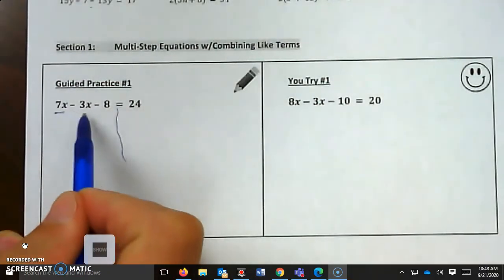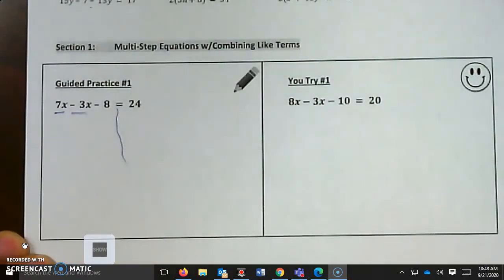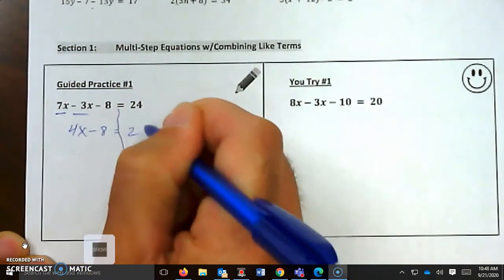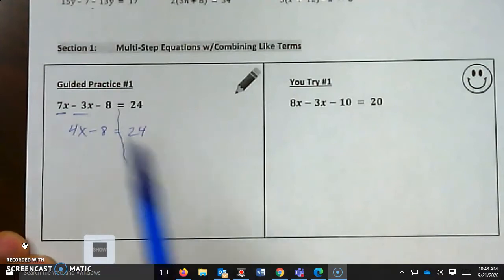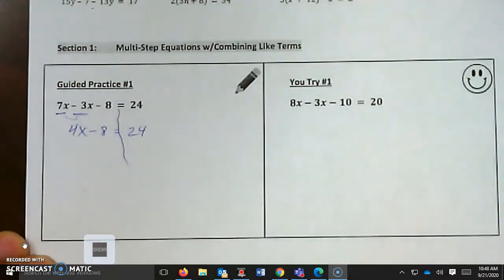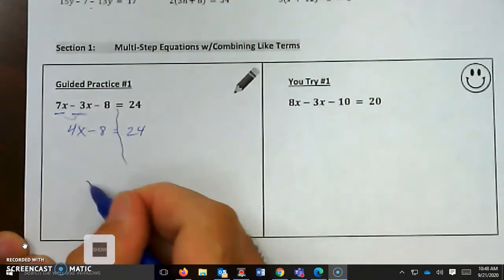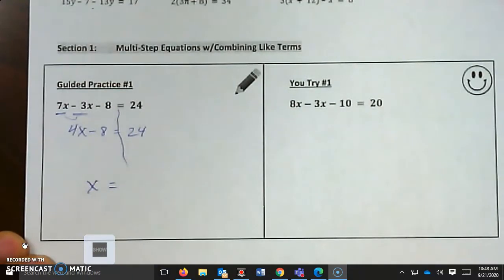I just go combine like terms. 7x minus 3x is just 4x. I still have the minus 8. And I still have the equals 24. So all I really did was just combine those two things. Now I want this x all by itself. Because in the end, I want to be able to say x is the answer, and there are two numbers with it.